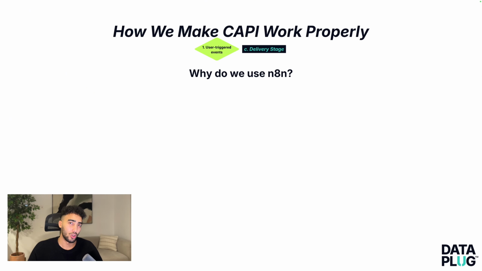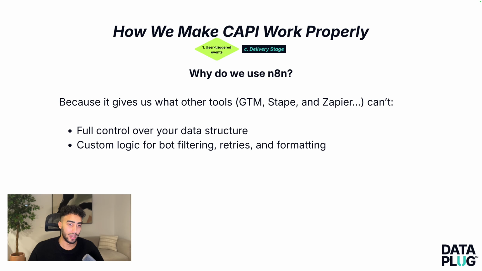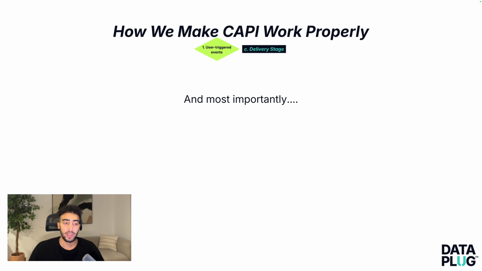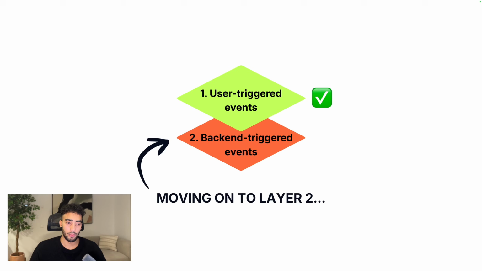And why do we use NA10, not Zapier, not Make.com, not whatever is out there? I just like NA10 because it gives us what the other tools can't, which is full control over the data. We have custom logic where we can, as I've said, filter for bots, retries, formatting, all that. It's very reliable and very easily debuggable. So you can look at the logs and know where something failed. And most importantly, NA10 is way cheaper, especially if you're hosting it locally. The cost to run this on Zapier in comparison to even NA10 Cloud, not even the self-hosted NA10, is a crazy discrepancy. So that's for the user triggered events.